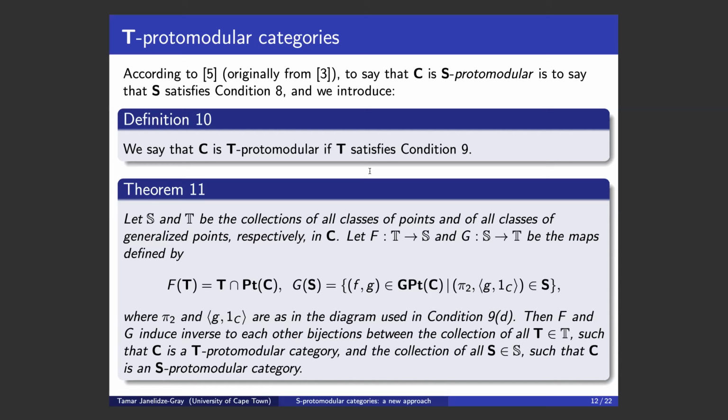It's quite a lengthy proof, so there are quite a few things to be proved here. First of all, we need to prove that FT ends up being an S-protomodular category, and then we also need to prove that GS, when we form this set, forms a T-protomodular category, and in addition, we'll have to prove that the composites FG and GF are identities.